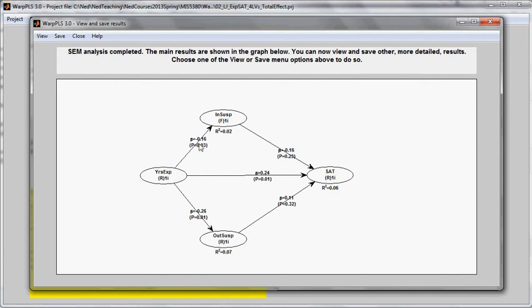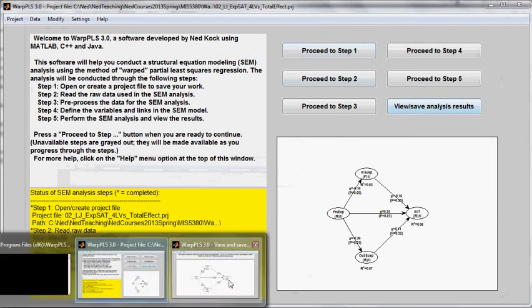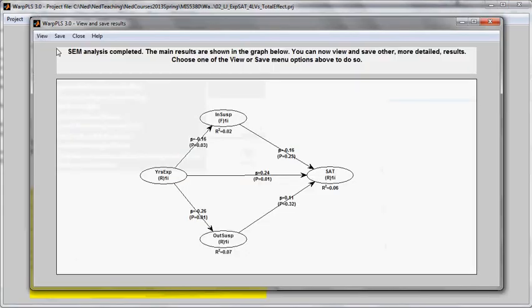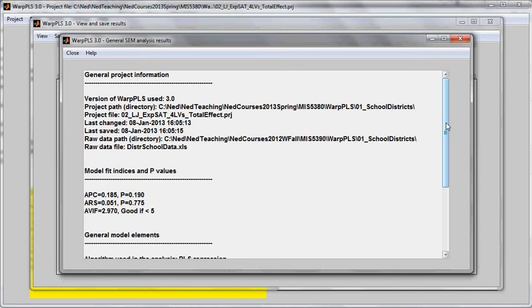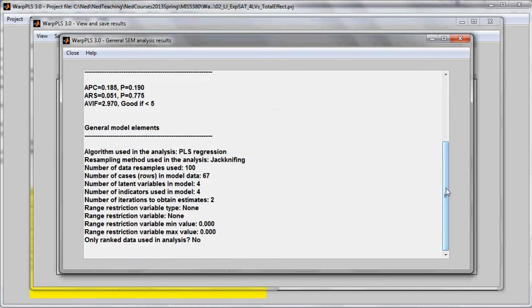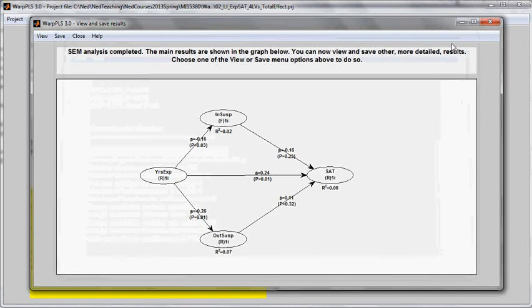This is a nonlinear analysis that was conducted. So the model refers to a nonlinear analysis. I'm sorry, it refers to a linear analysis. Let me just double check. I can see that by viewing the general results, and yes, the algorithm using the analysis PLS regression. So this is a linear analysis.